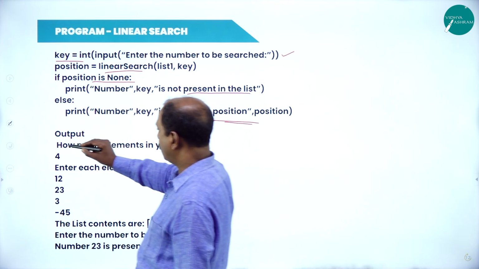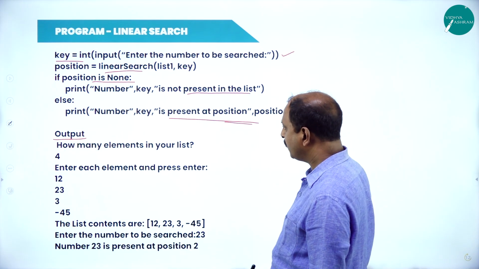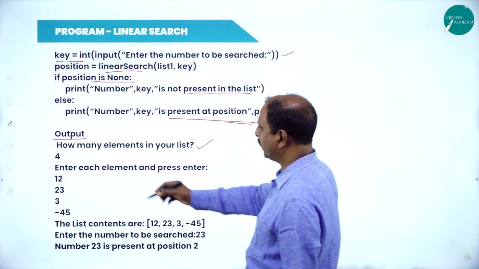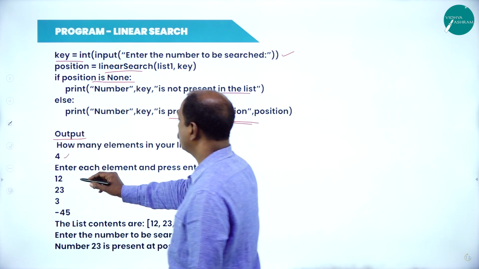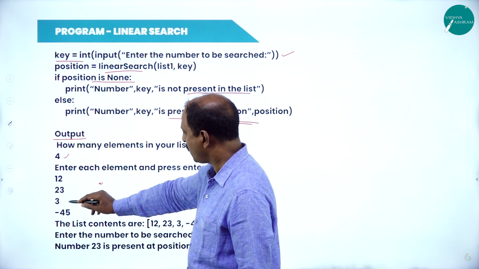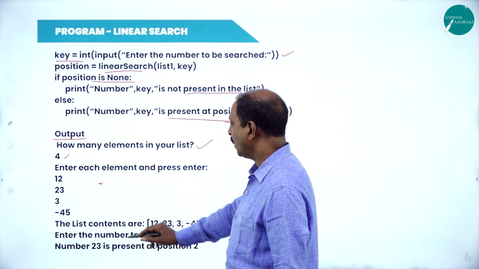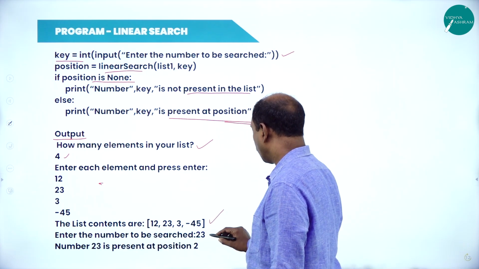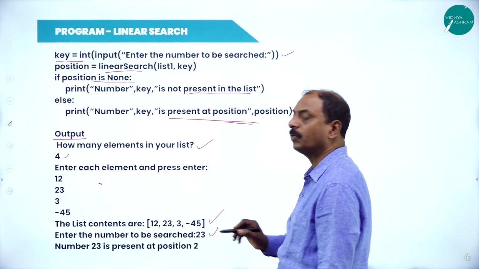Now look at the output of this. As per the program, it displays the message asking how many elements. We are going to enter 4, so we have to enter 4 values. In this example, 12, 23, 3 and -5. Now this is the given list, and now we enter the number to be searched for. In this example, we have entered 23.